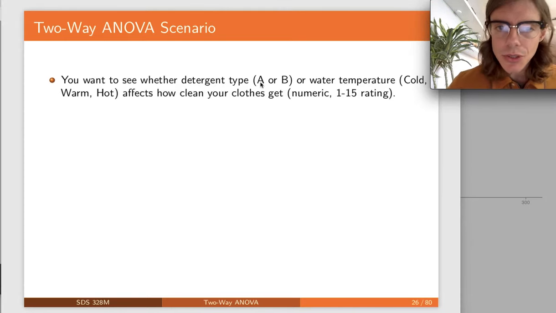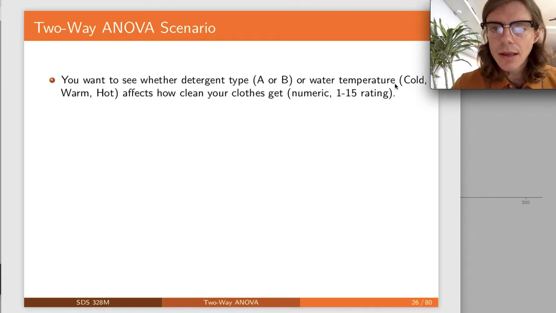You want to see whether detergent type, so 2 different brands of detergent, brand A and brand B, or water temperature, so cold, warm, or hot, affects how clean your clothes are getting when you wash them. And let's say you have some rating of cleanliness from 1 to 15, 15 being super clean, 1 being terrible.